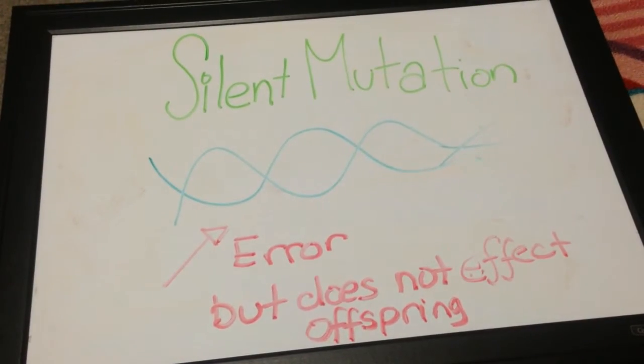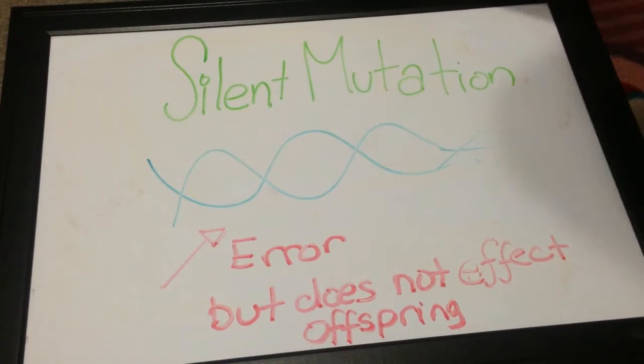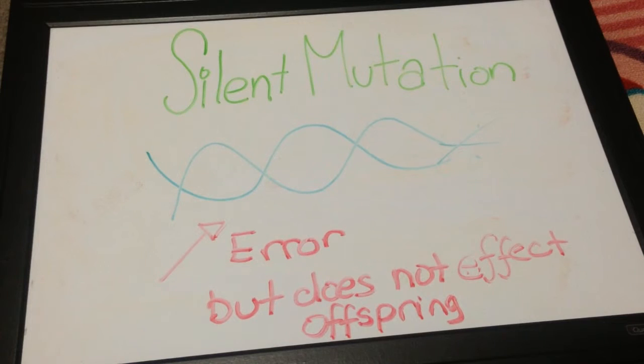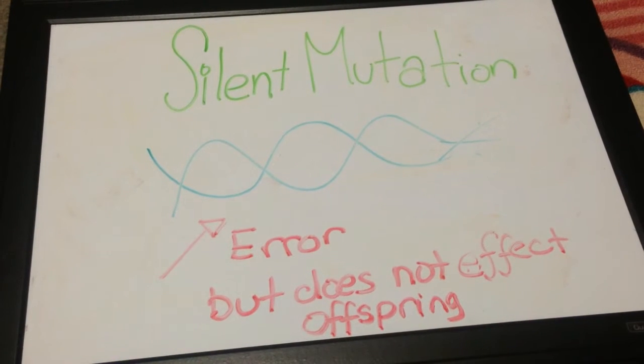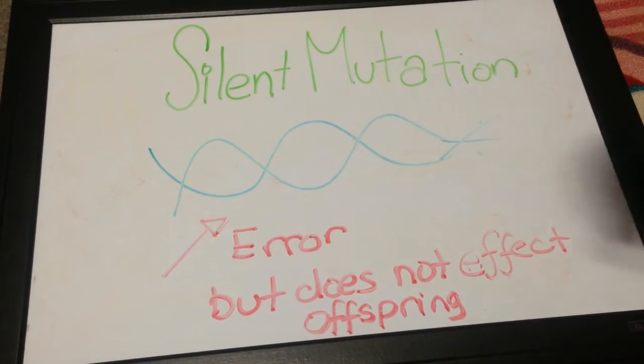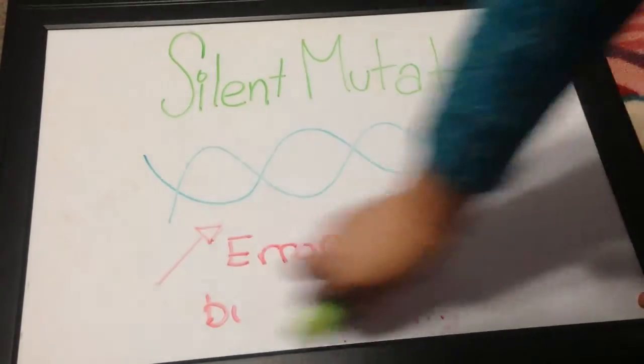Lastly, there are silent mutations. A silent mutation occurs when there is an error in DNA replication, but it does not cause a change in the amino acid sequence. Silent mutations also won't have any effect whatsoever on the offspring. You may have one right now and not even know it.